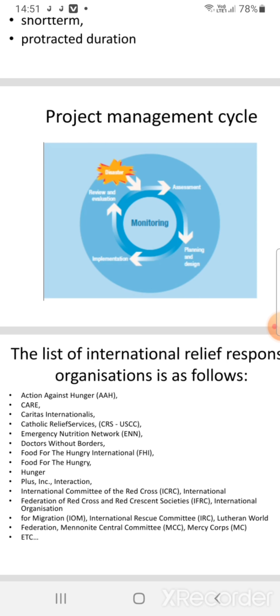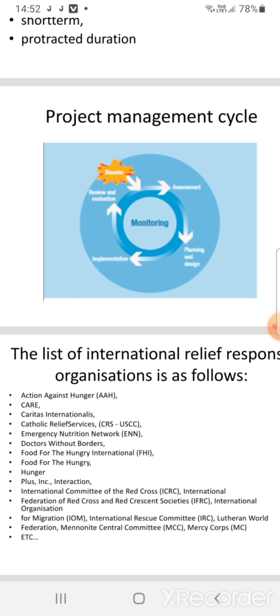The International Organization for Migration, International Rescue Committee, IRC, Lutheran World Federation, Mennonite Central Committee, MCC, Mercy Corps, etc. So these relief response organizations will come into action when there is a disaster which is international in nature, and will provide each and every area and country with funding and help wherever necessary, upon request, or sometimes they will come on their own.